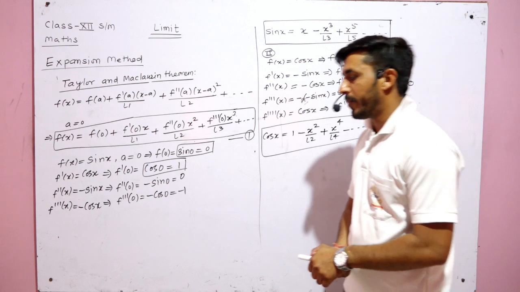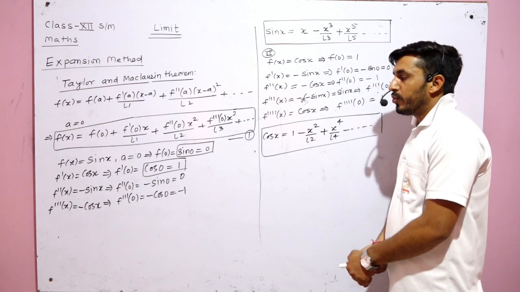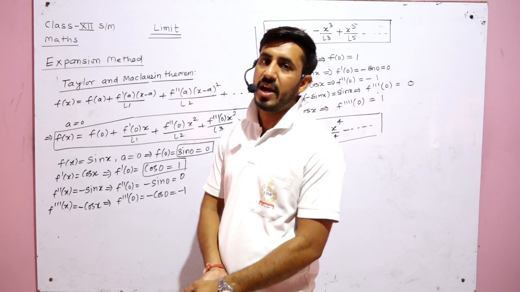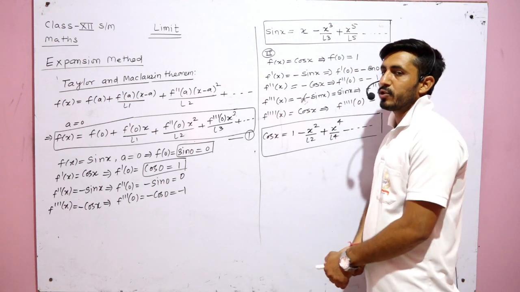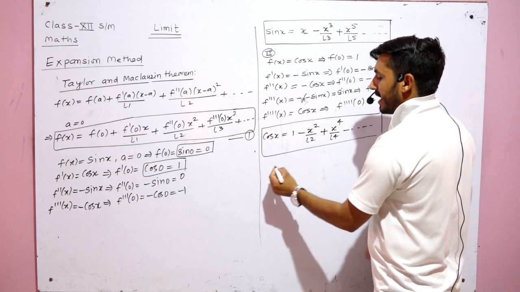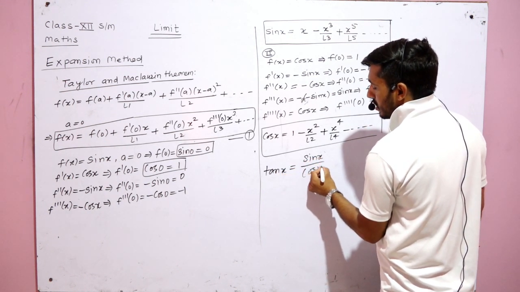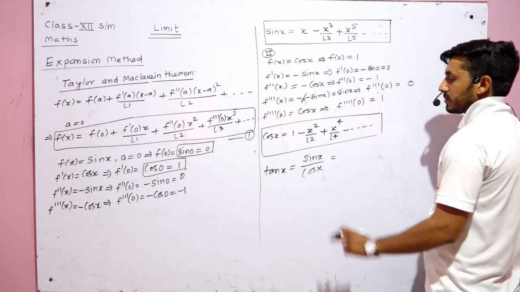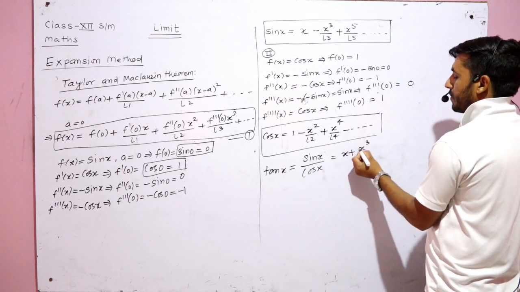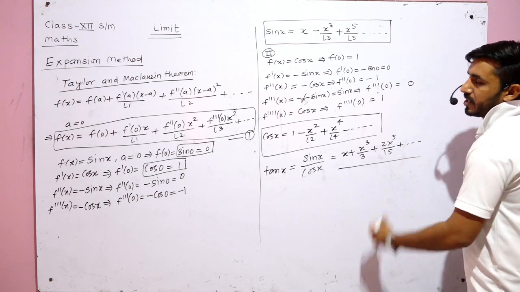If we want to obtain the expansion of tan x, then we have to divide. As we know, tan x can be calculated in terms of sin x and cos x, as sin x upon cos x. We can write tan x is equal to sin x upon cos x. By dividing sin x by cos x, we obtain the function in terms of x plus x to power 3 upon 3 plus 2x to power 5 upon 15, and so on.